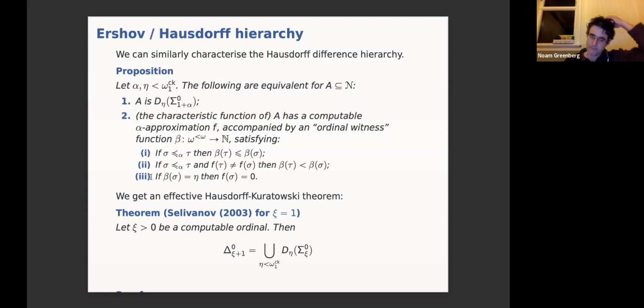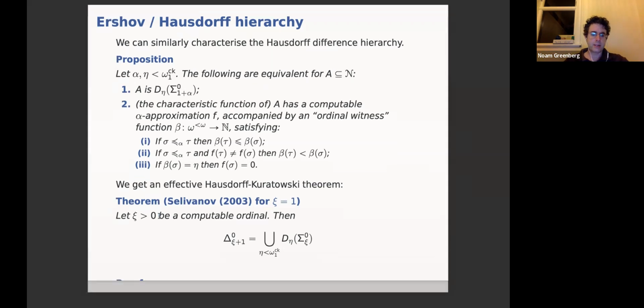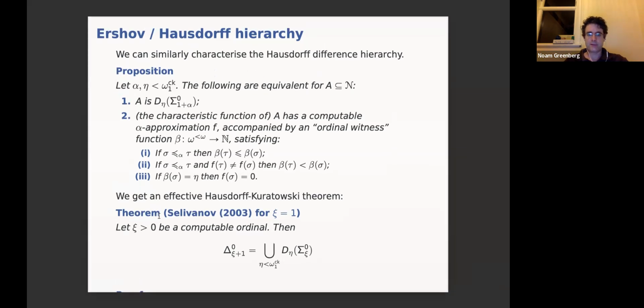And so this essentially gives an effective version of the Hausdorff-Kołakowski theorem. The Hausdorff-Kołakowski theorem gives an analysis of the classes delta 0 xi plus 1 boldface, saying that each boldface delta 0 xi plus 1 set is d eta sigma 0 xi for some countable eta, and that the effective version of that is true, with eta being a computable ordinal.